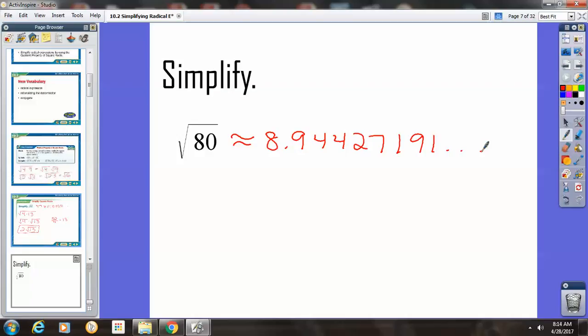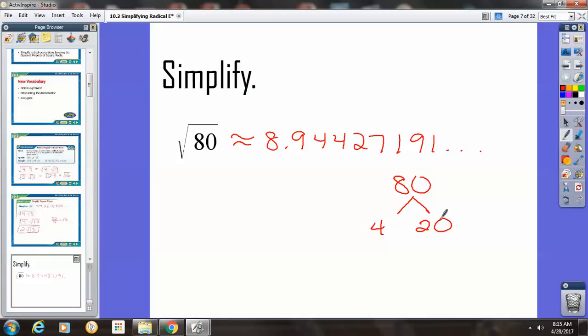Let's find a number that goes into 80 that's a perfect square. So from our list, what number goes into 80? 4 does. 8 and 10 go in, but 8's not a perfect square, and there's 10. So I'm going to start with 4. 4 times what? 80 can be broken down into 4 times 20. Everybody agree with that?